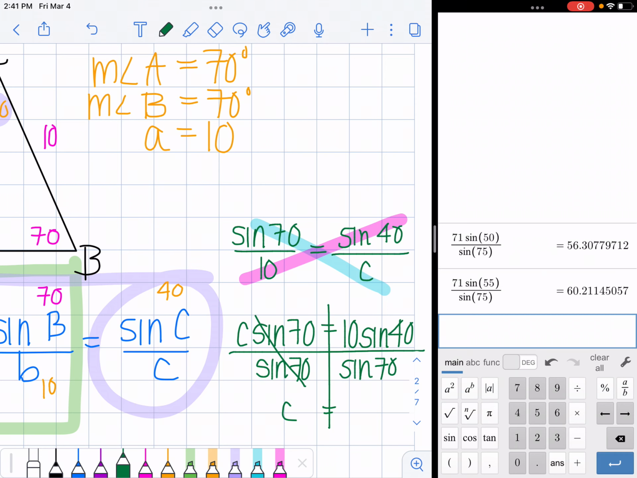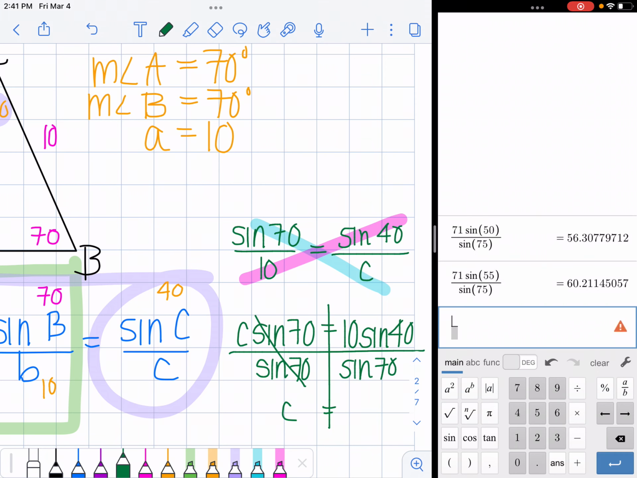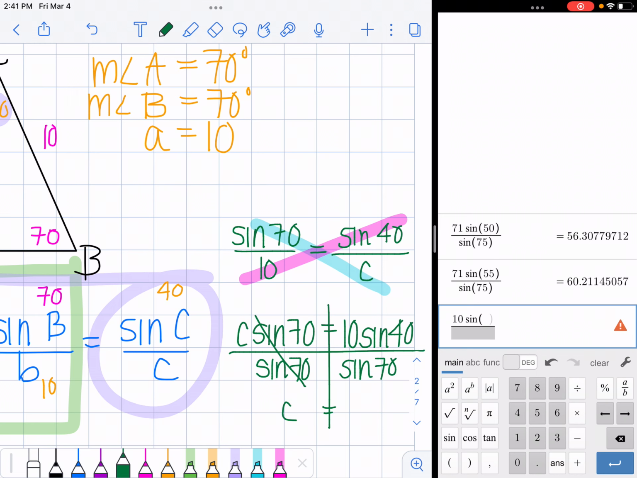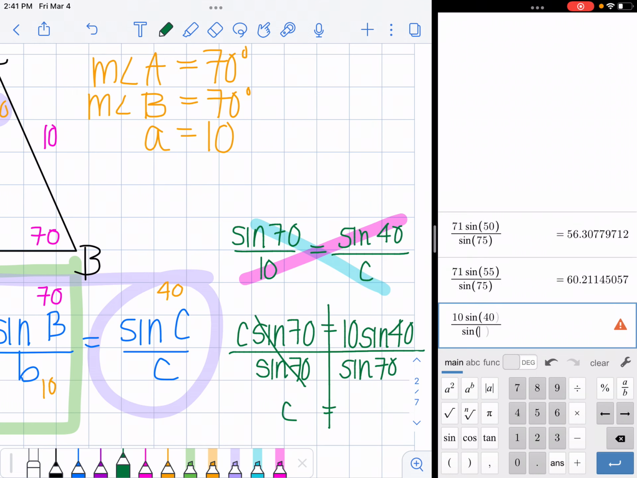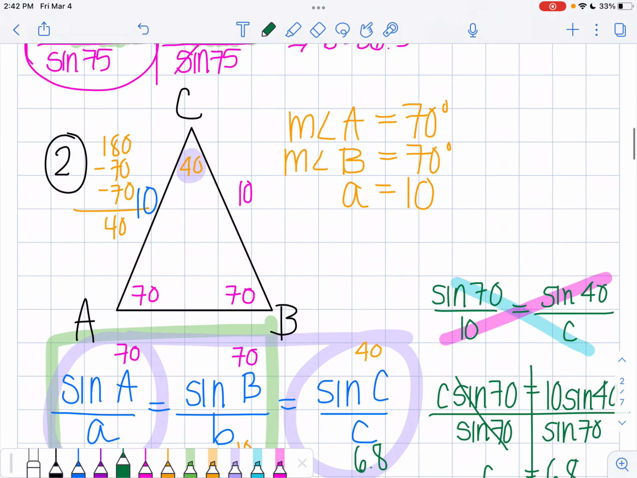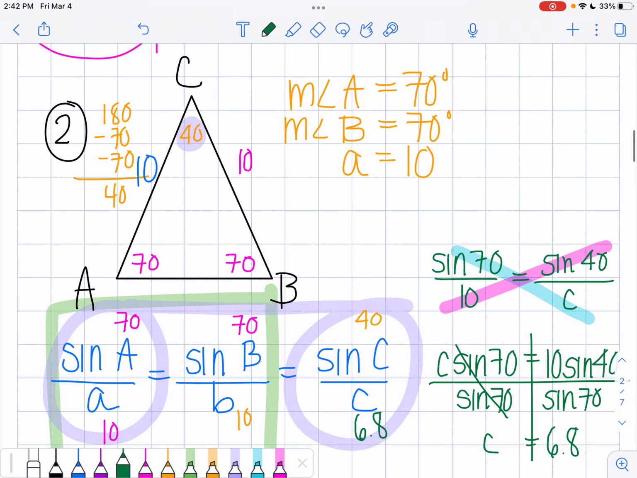Okay, so I'm going to type this in. I'm going to hit my fraction button. And I'm going to take 10 times the sine of 40 divided by the sine of 70. And that's going to tell me, we're rounding to the nearest tenth, so 6.8. So this is going to be 6.8. And then you would want to come up here and we would write down all of our information. We would say that little b is equal to 10, little c is equal to 6.8, and angle C is equal to 40 degrees, just so I have all of my information organized.